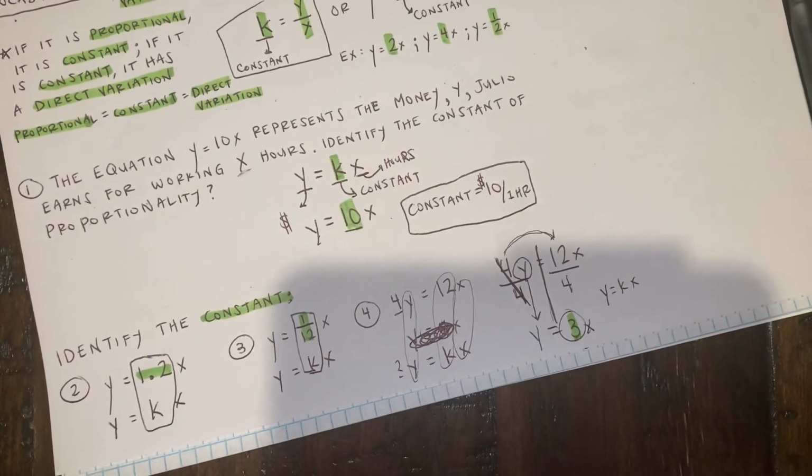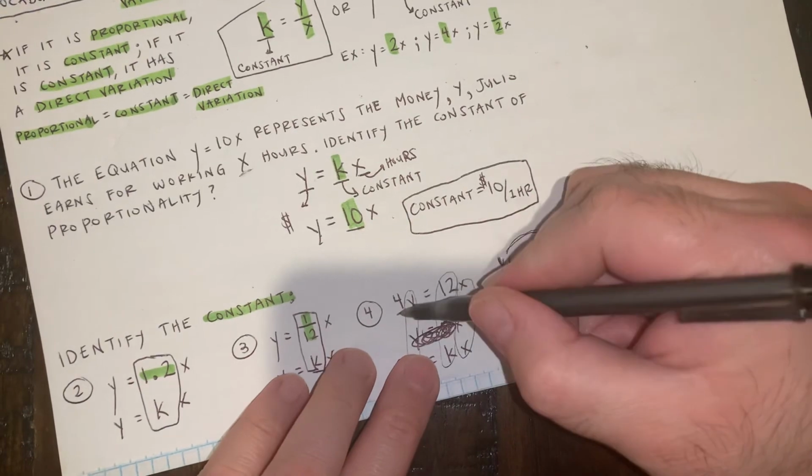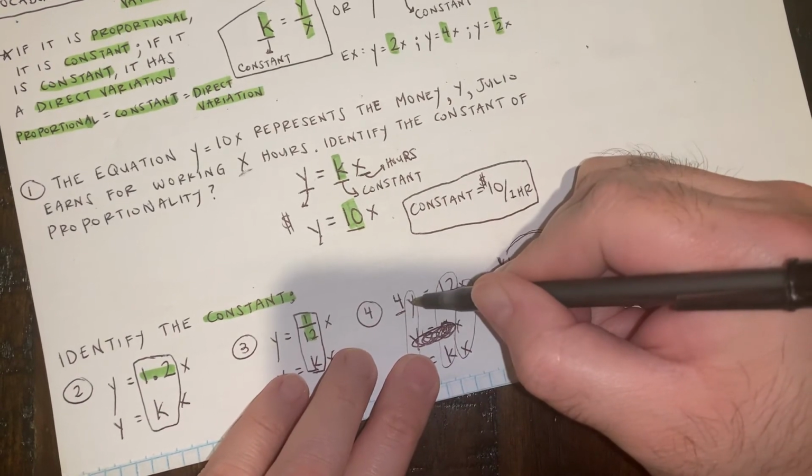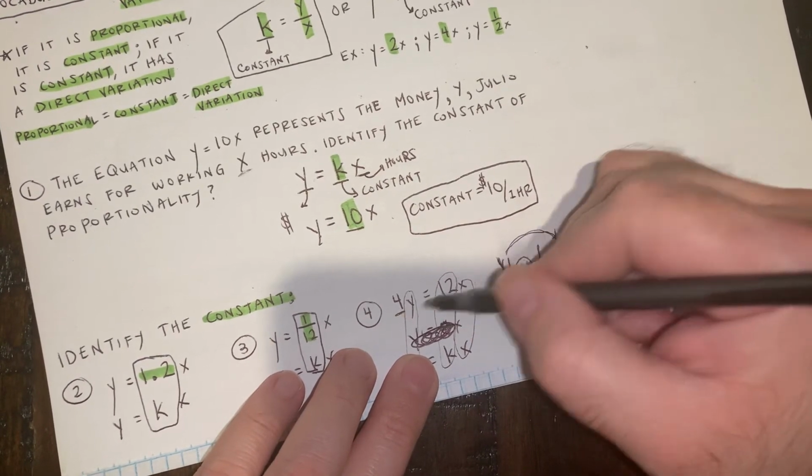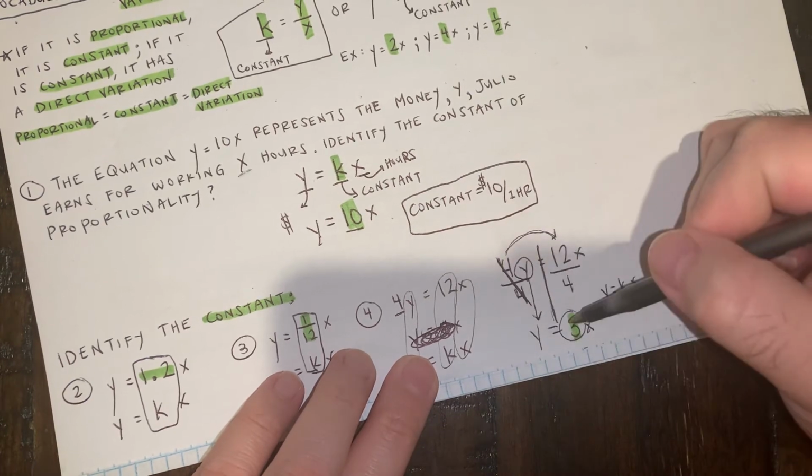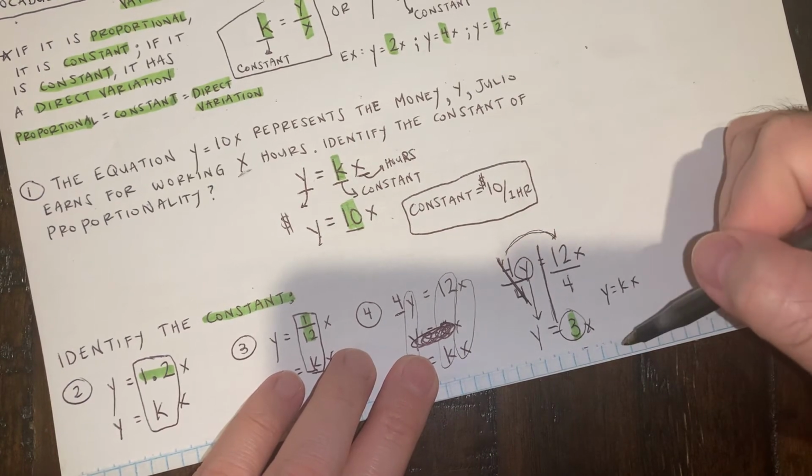So be very careful when you have a number in front of the y, because that means you're going to have to divide that number on both sides. And then you can figure out what your constant is.